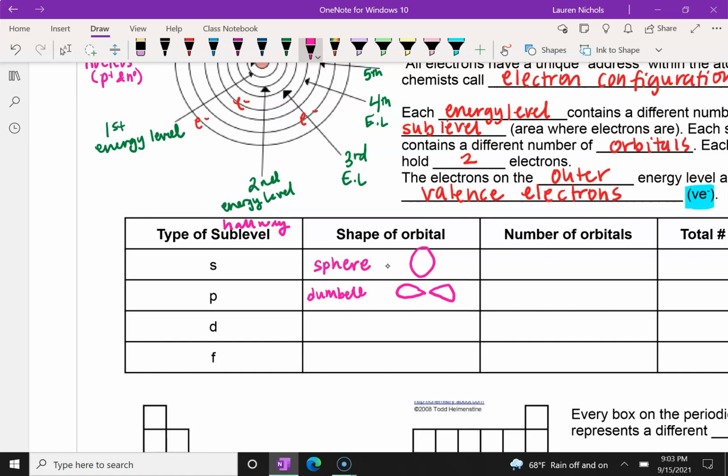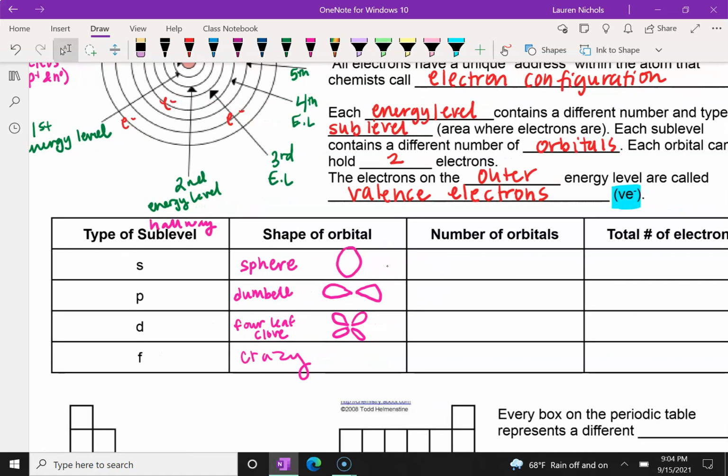And then the D sublevel kind of looks like a 4-leaf clover, because it looks like that. And then the F sublevel, it just looks crazy, okay? It's just complicated. They make me want to say F my life because I can't draw them worth anything. So we're not even going to try. Now, you don't have to memorize the shape of these, so don't worry about them, but I did want it in your notes just so that you have an idea. And if you remind me, I will show you a video of how they overlap.